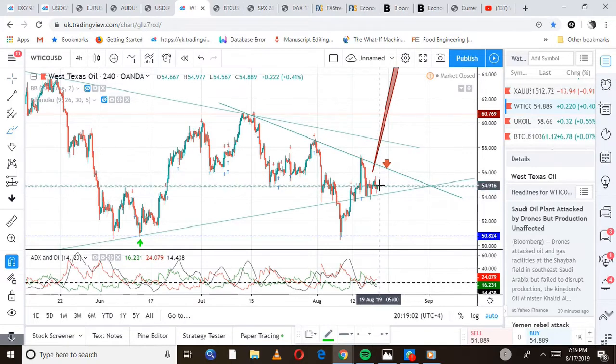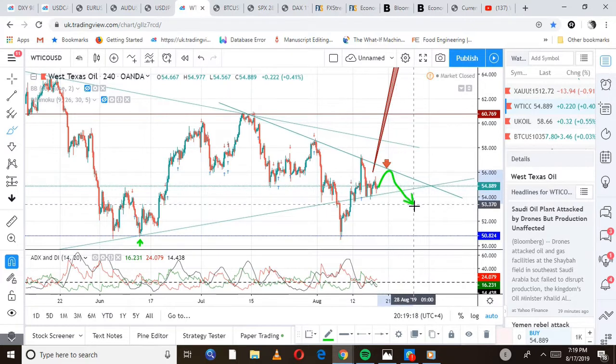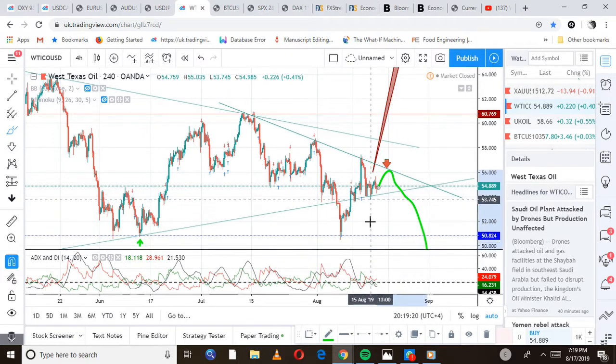Fundamentally, I think having an economic recession happening now, exportation decreases, so there's going to be a huge drop of demand for oil, and that could create a massive sell-off. So I expect something like this to happen all the way down to 50.084.